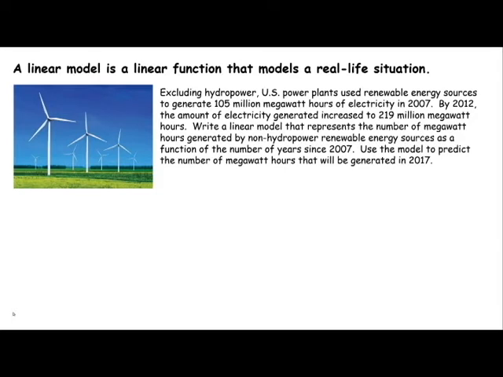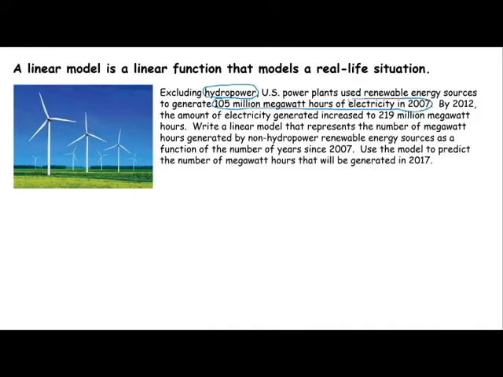Here's one final example for you. Notice that this is a larger application problem, but it does use what we've been talking about with slope-intercept form. So I did want to make sure I mentioned it and got you used to how you might see this in real life. This says, excluding hydropower. Hydropower is power generated when water passes through a dam to spin the turbines. U.S. power plants use renewable energy sources to generate 105 million megawatt hours of electricity in the year 2007.